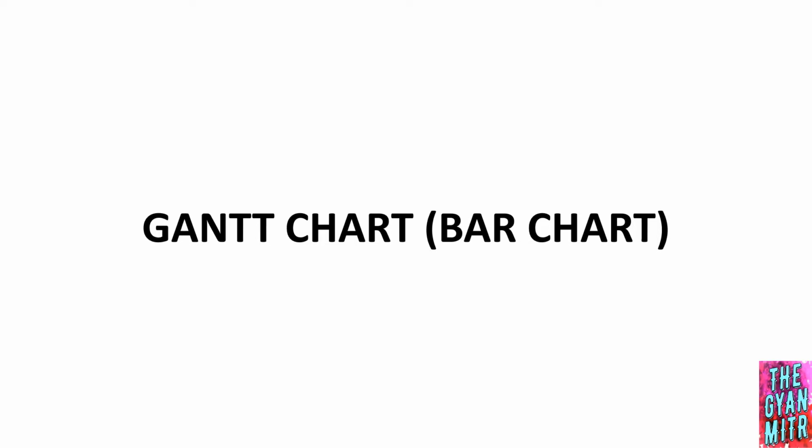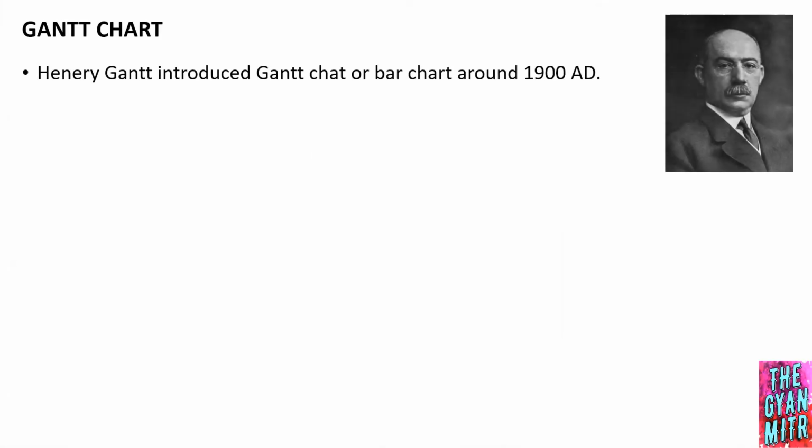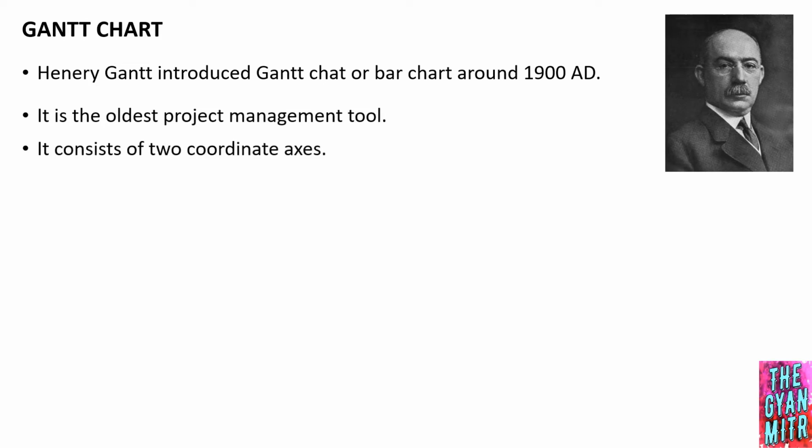Gantt chart. Gantt chart was introduced by Henry Gantt around 1900 AD. Gantt chart is also called a bar chart. It is one of the oldest project management tools. It consists of two coordinate axes.